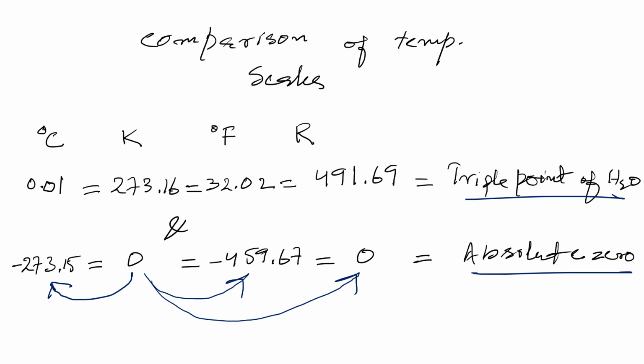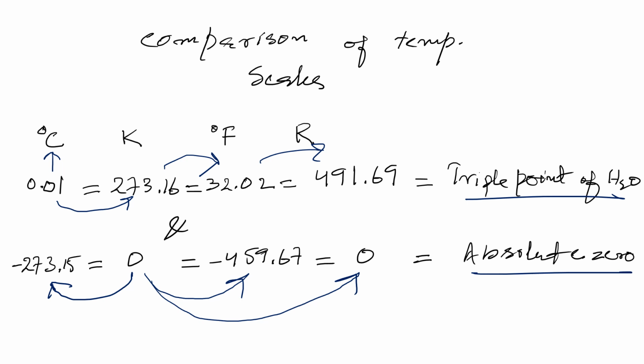Similarly, the triple point of water is 0.01 when we talk about the degree centigrade, and it becomes 273.16 for the Kelvin, for the Fahrenheit it is 32.02, and for the Rankine it is 491.69.